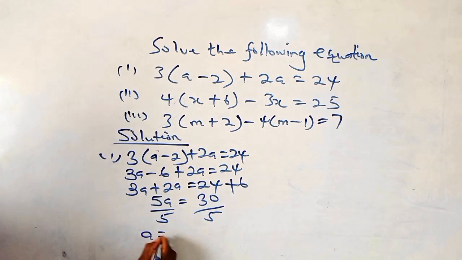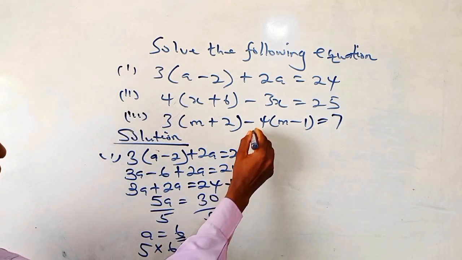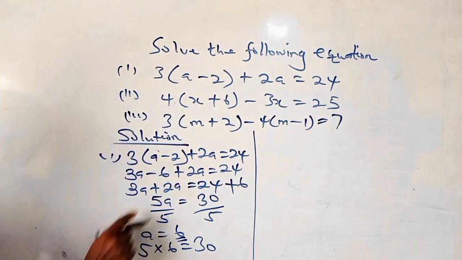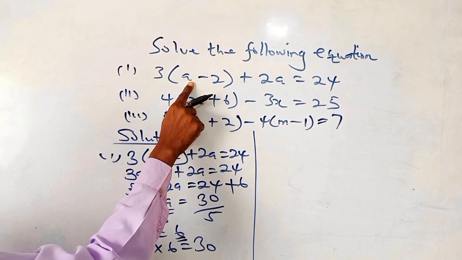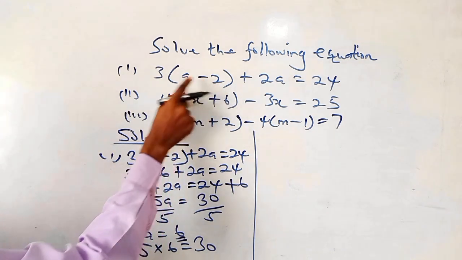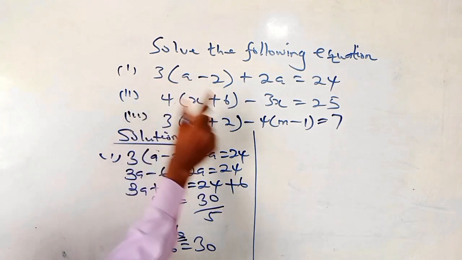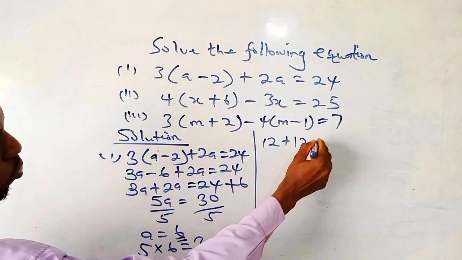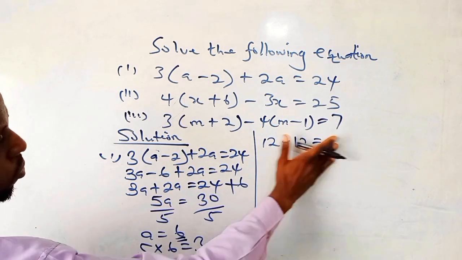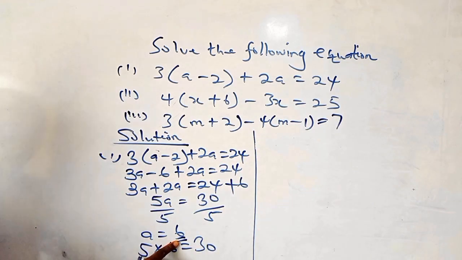When we do that, we have a equals 6, since 5 times 6 gives 30. So the letter a represents 6, which is the unknown. We can check it to see whether we are correct. Substituting a as 6, 6 minus 2 is 4, and 4 times 3 is 12. Then we have 12 plus 2a, and 2 times 6 is 12. So 12 plus 12 gives 24. That means a stands for 6.